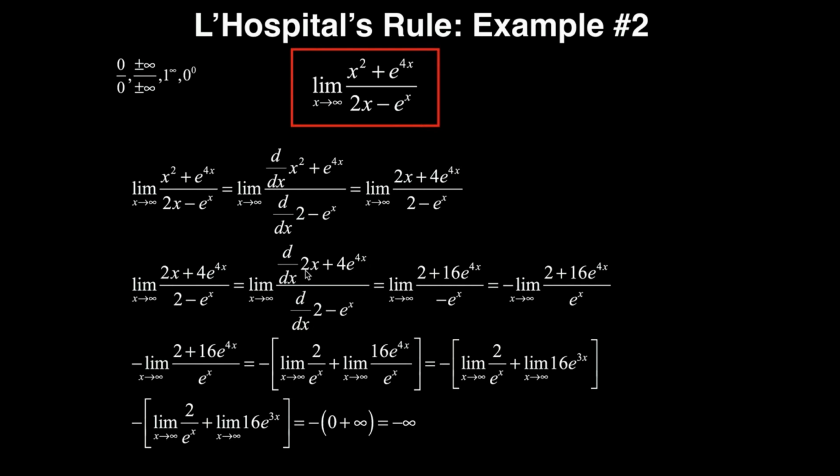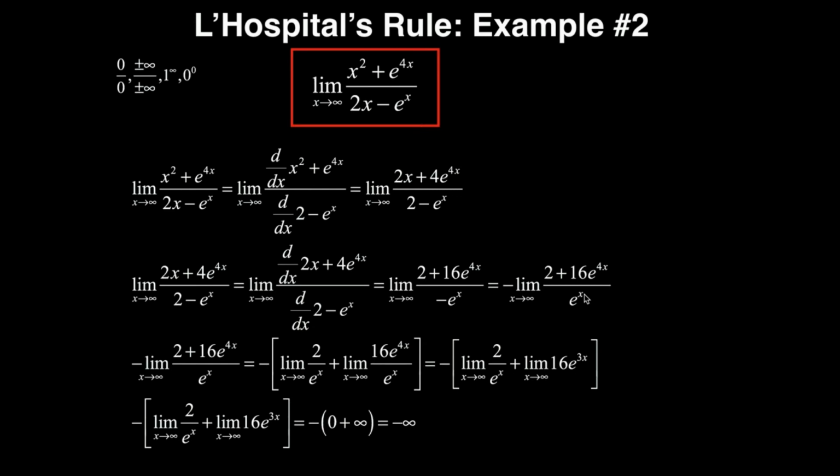So, what's the derivative of the numerator now? 2x plus 4e to the 4x. Well, 2x's derivative is just 2, and then 4e to the 4x, its derivative is 16e to the 4x. What about the denominator, 2 minus e to the x? Well, the 2 is just a constant, so the derivative of the denominator is just negative e to the x. And what I'm going to do here, just to make this a little easier, I'm going to pull this negative sign from this e to the x right here out in front of the limit. So I have the negative limit as x goes to infinity of 2 plus 16 e to the 4x, all divided by e to the x.